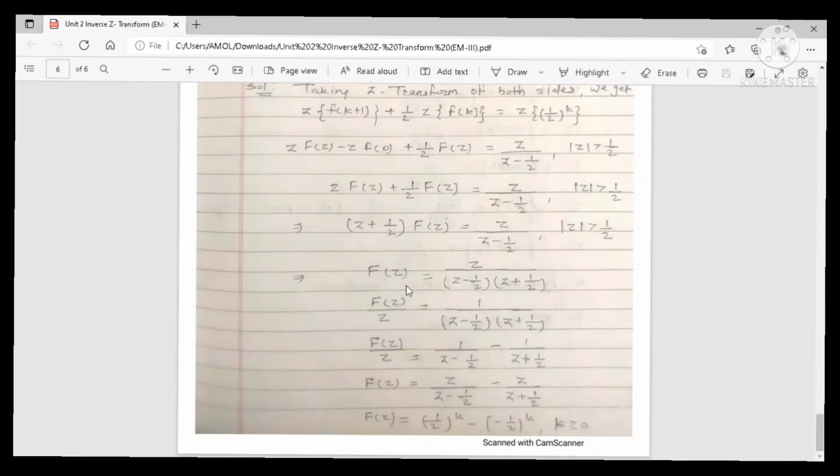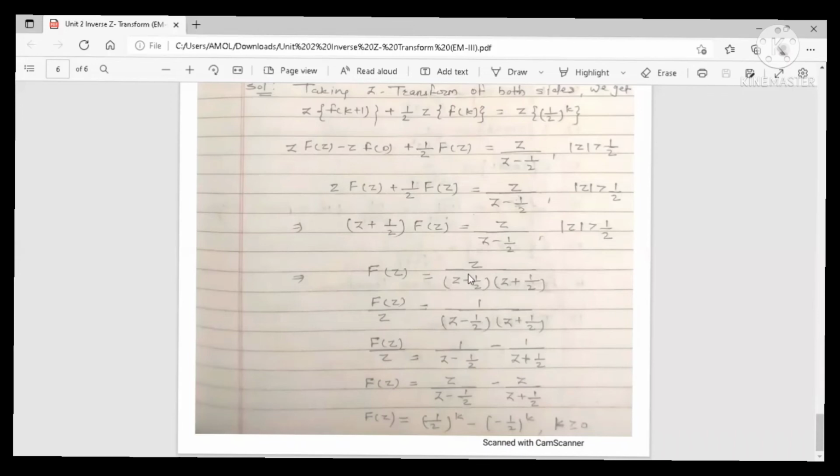Now we are going to perform the partial fraction method to find the inverse Z transform, because we are going to find the sequence. Now to find the sequence, we have to find out the inverse Z transform. And to find the inverse Z transform, there are two methods: partial fraction and inverse Z integral. Where the condition of Z is given, the condition of k is given, so we are going to use the partial fraction method here.